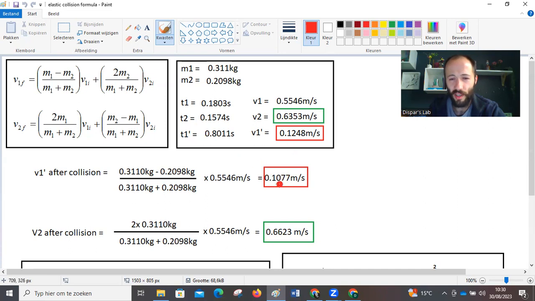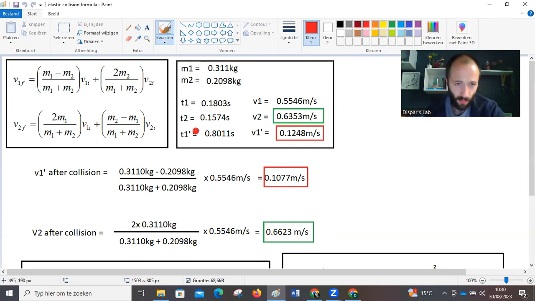The prediction is 0.1077 meters per second, and the actual result is 0.1248 meters per second. So 0.10, 0.12, a difference of 0.02. A little bit off, not terribly much. I think it's within the range of acceptable error.